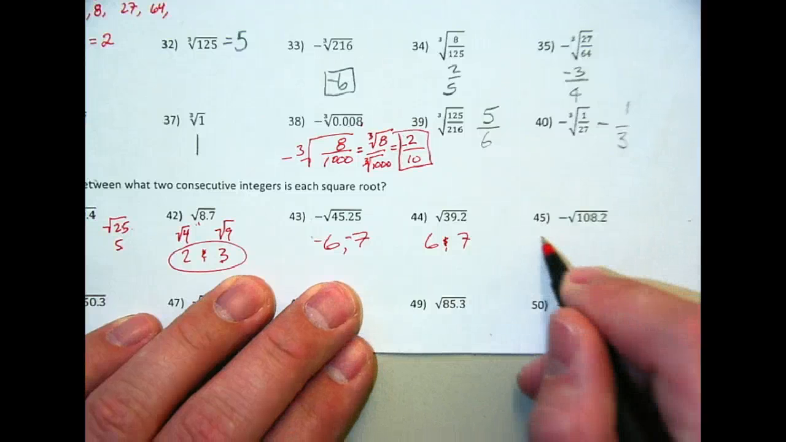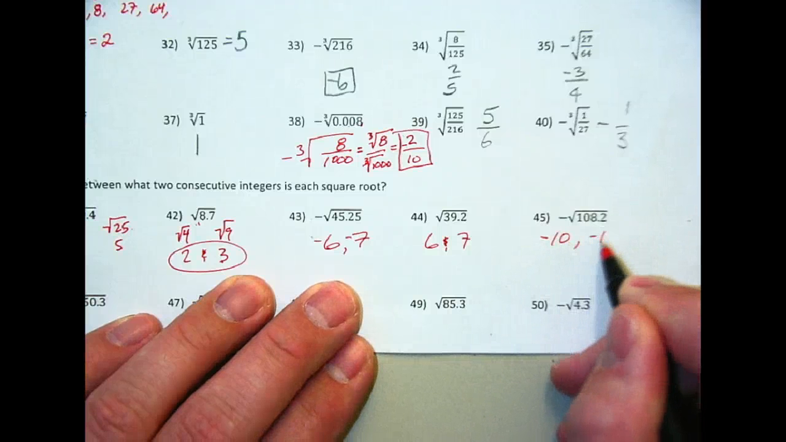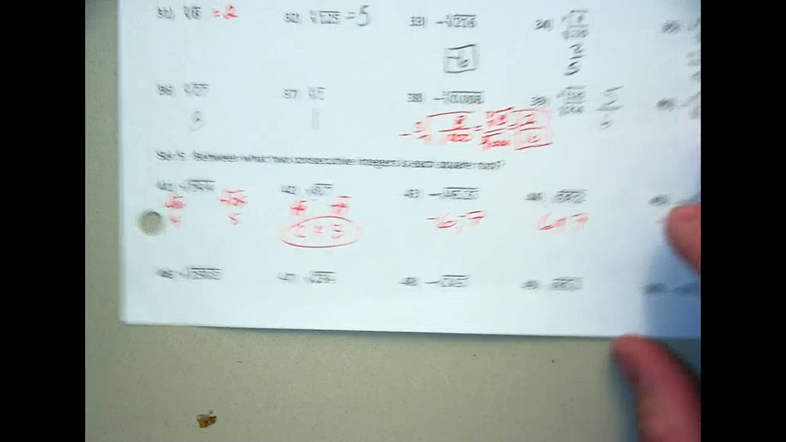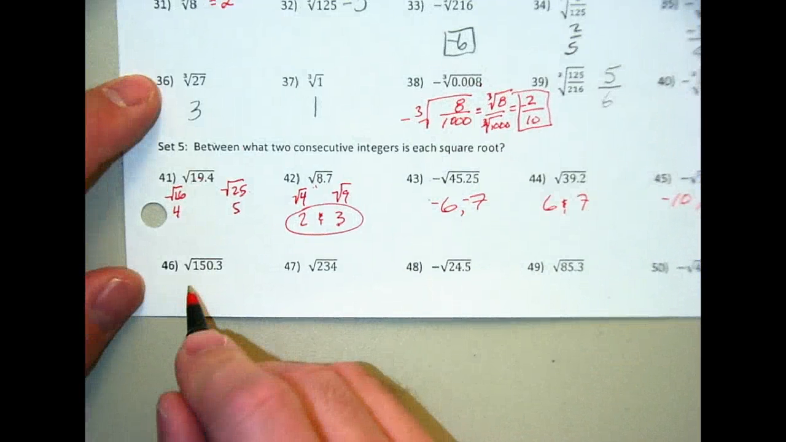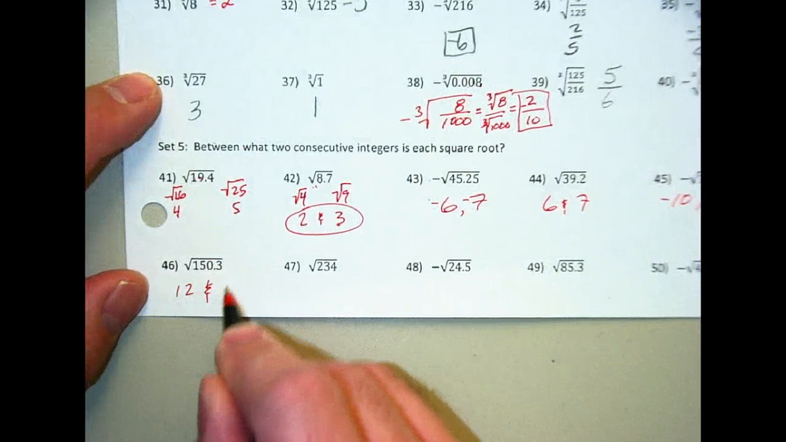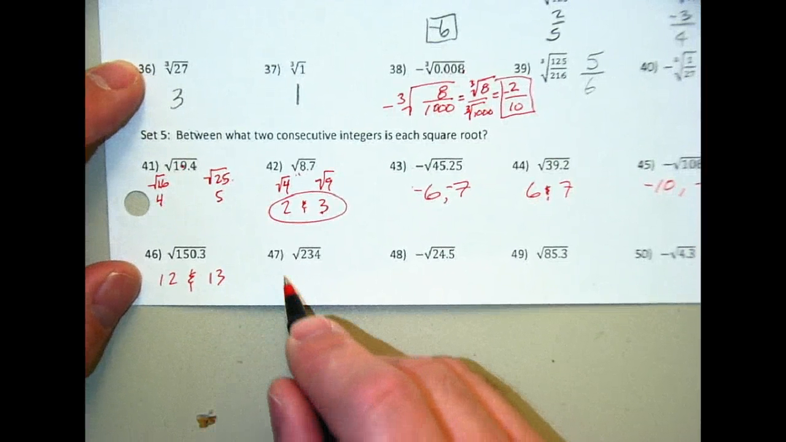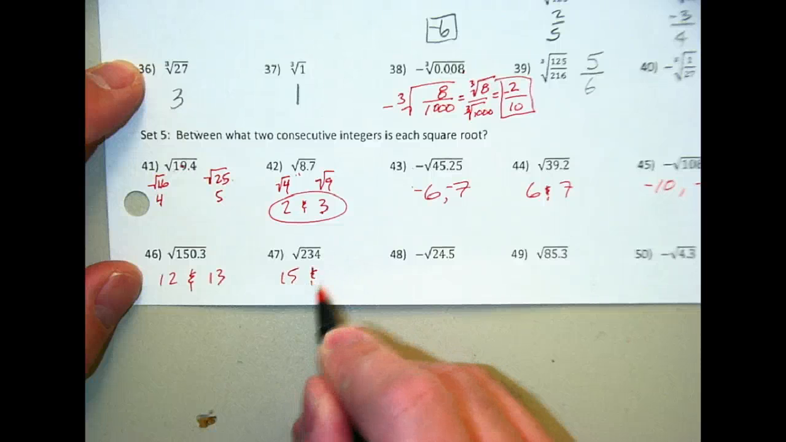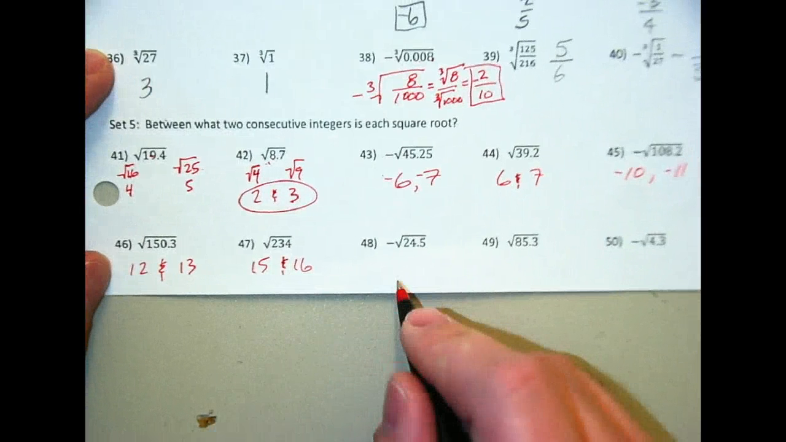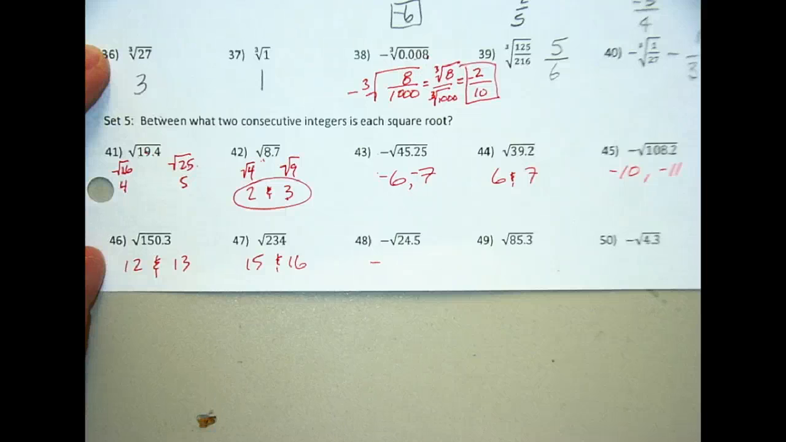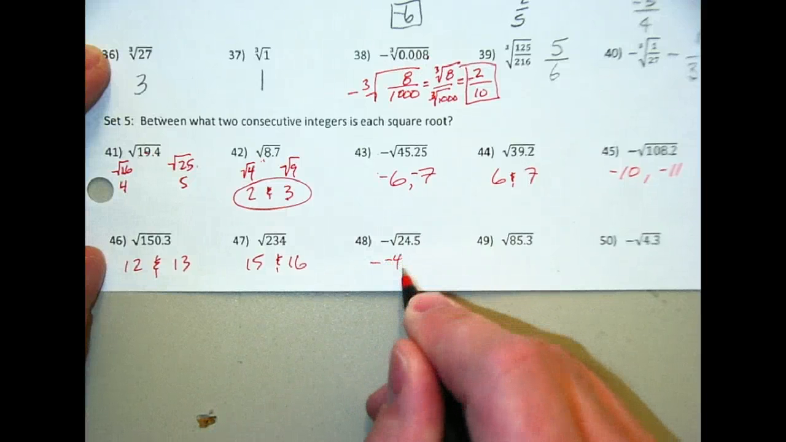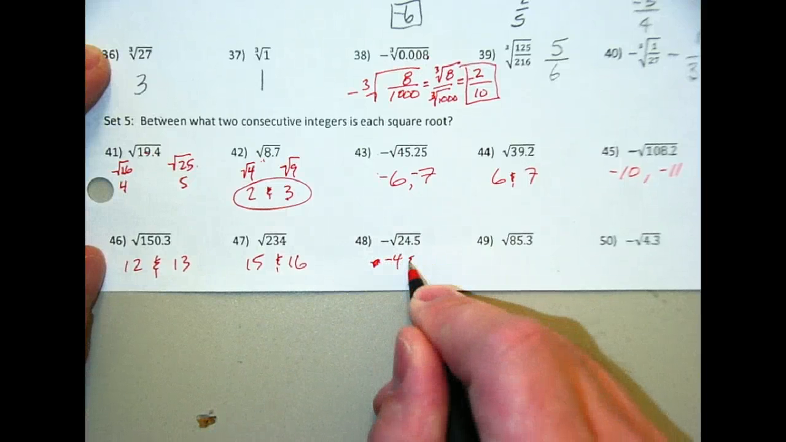Negative 10 and negative 11. Okay? 46? 12 and 13. 47? 15, 16. Okay, why is Bobby the only one giving me the answers now? Come on. 48. Negative 4, negative 5. Whoa, that's double negative. Thank you.